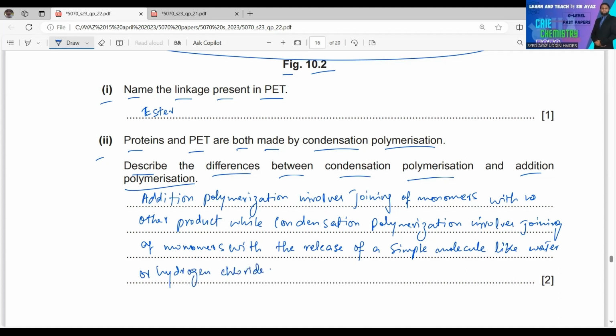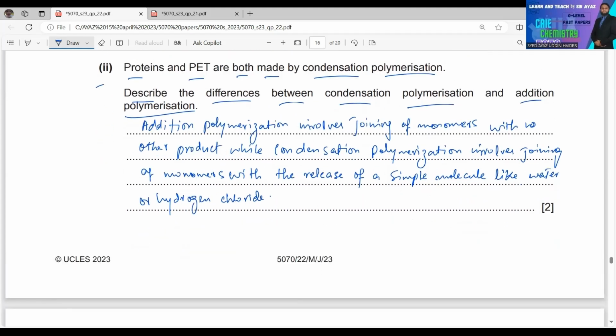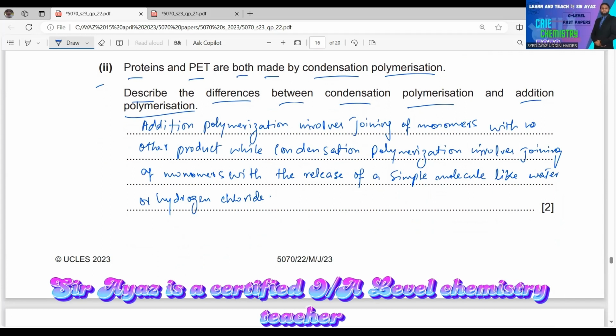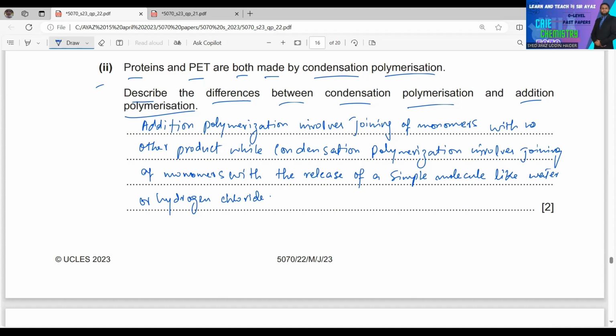Now you can write other differences also, like in case of addition polymerization, there is the same empirical formula of the polymer as the monomer, but in case of condensation polymerization, we don't have the same empirical formula as the monomers. So for addition polymerization, we have same empirical formula of polymer as of monomer.